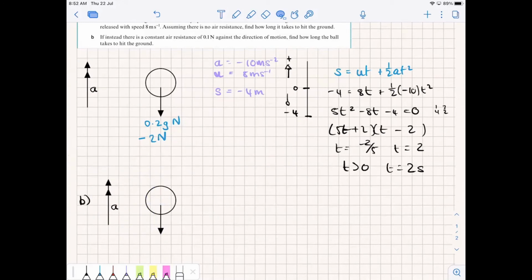Zara, is my acceleration going to be 10 meters per second again? Yeah. Okay, no, it's not.